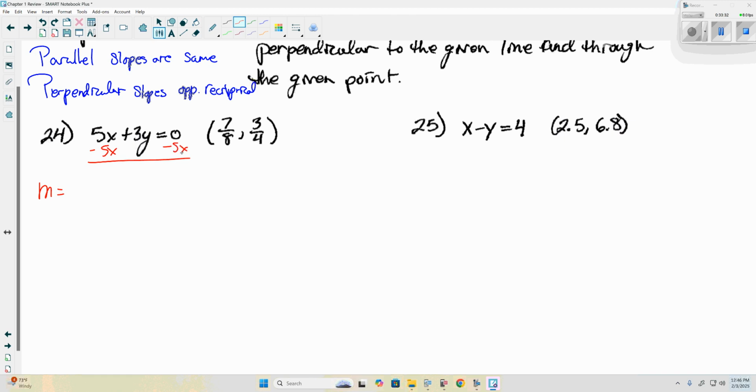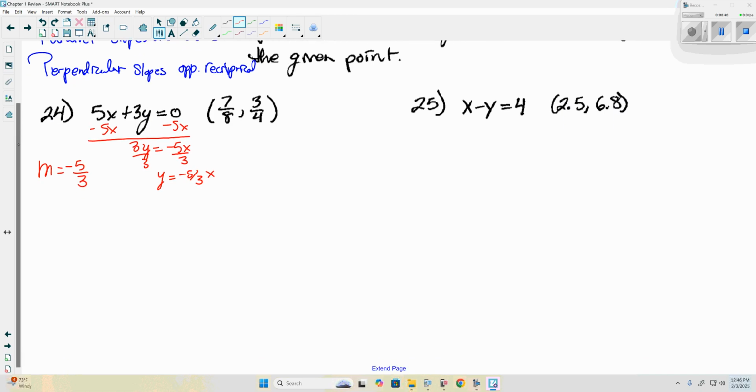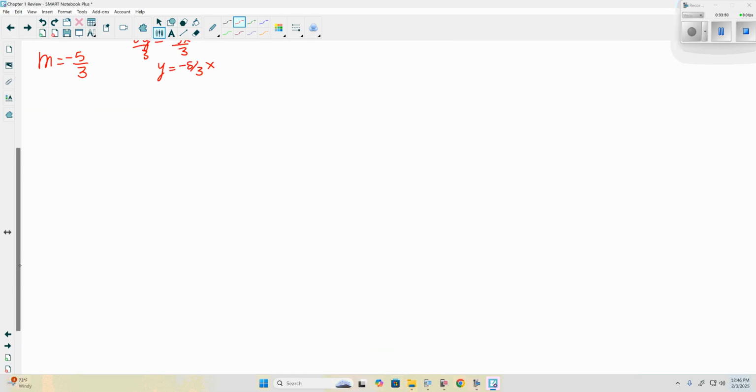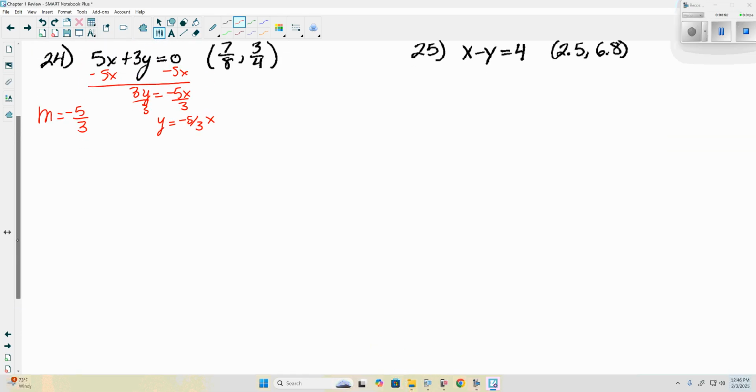Subtract 5x from both sides. -3y is equal to -5x plus 0. So the slope is indeed -5/3. Parallel. We'll do parallel first, because with parallel, the slopes are the same.